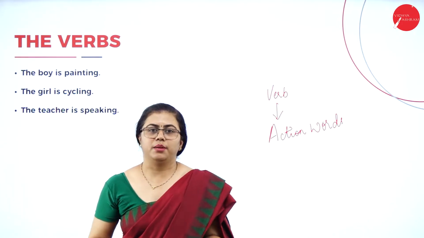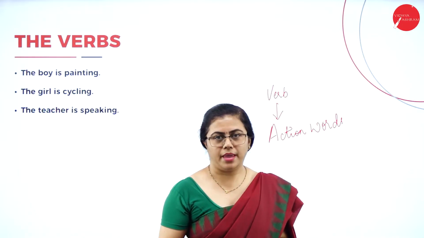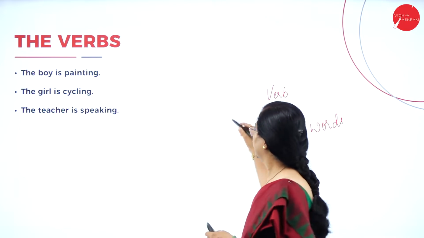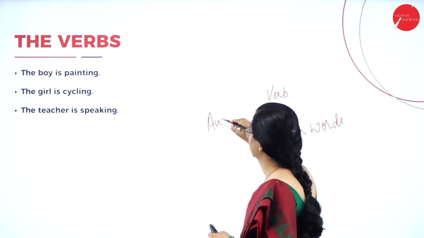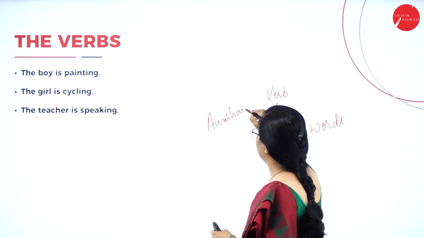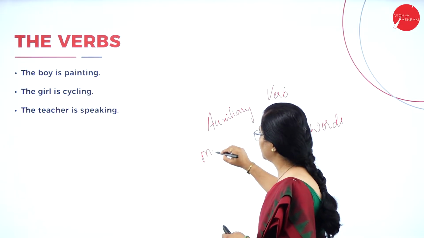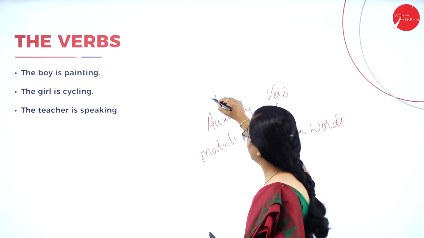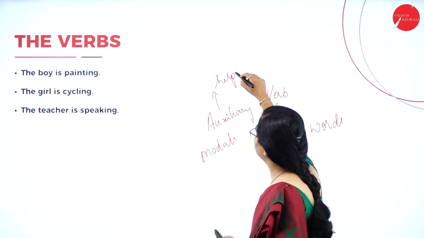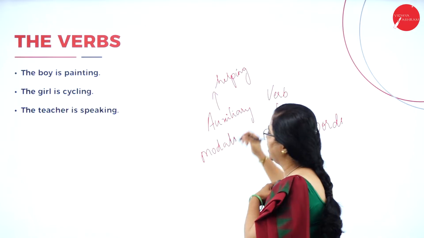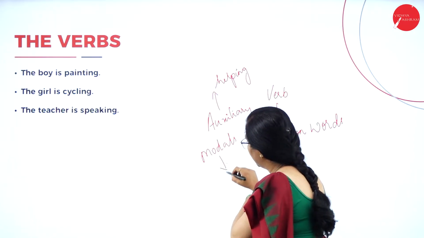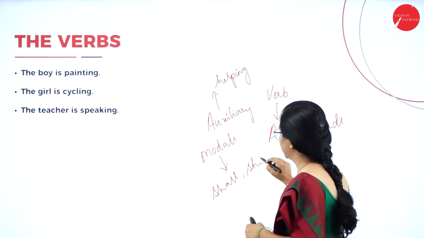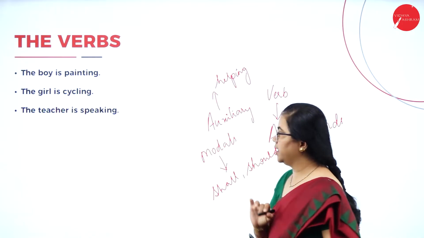In a sentence, there might be auxiliary verbs, there might be main verbs. Auxiliary verbs are helping verbs. There might be modal auxiliaries also. Auxiliary verbs are nothing but helping verbs. Modal auxiliaries are words like shall, should, all these. So these are auxiliary verbs.